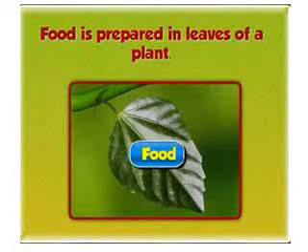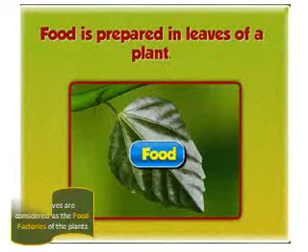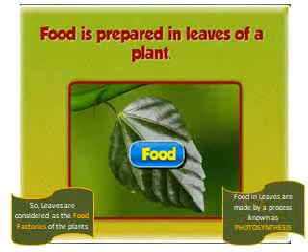What does a leaf do, children? Food is prepared in the leaves of a plant. So the leaves are also called the food factories of the plants. And this process of preparation of food in the leaves is known as photosynthesis.